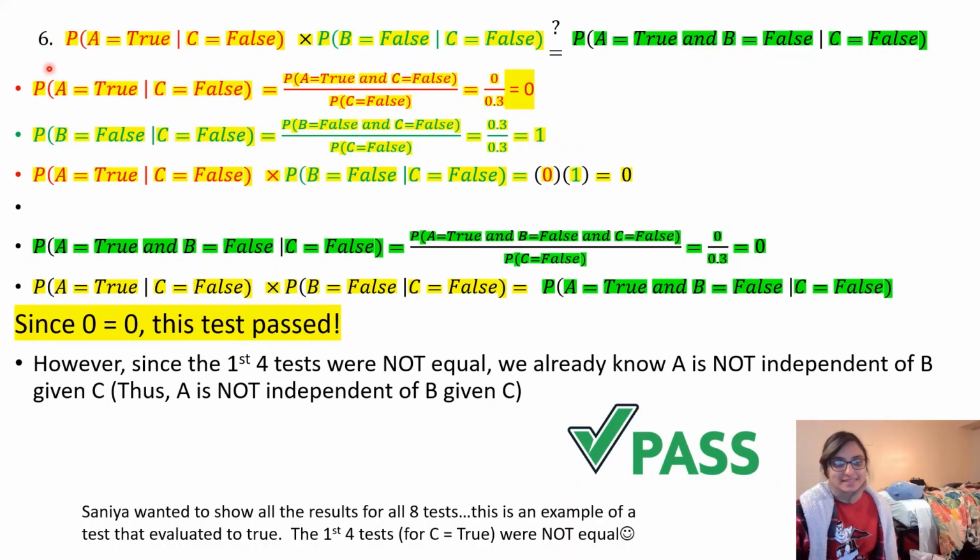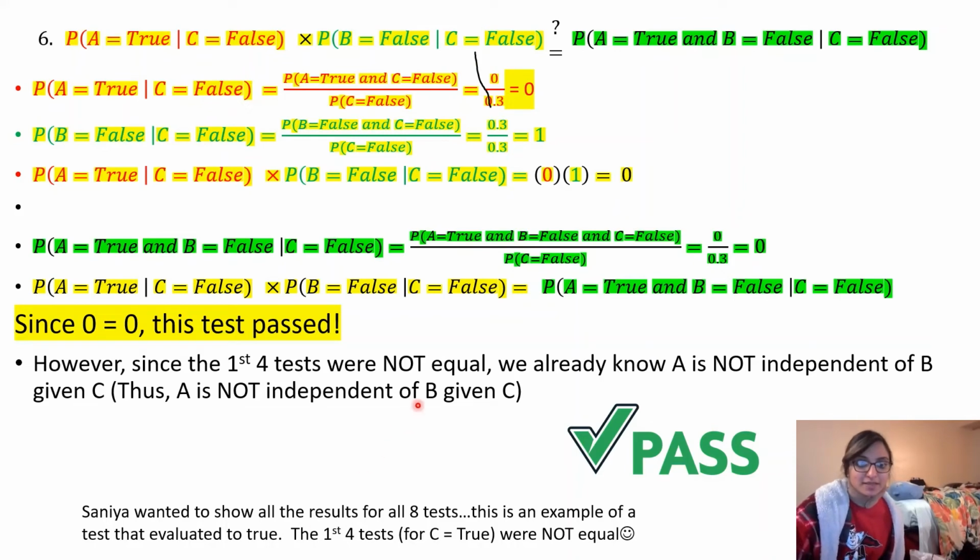And for the 6th test, we are looking at the probability A is true given C is false times the probability B is false given C is false, and seeing if that's equal to the probability that A is true and B is false, given that C is false. To evaluate this again, we look at the probability A is true given C is false. That's the probability A is true and C is false over the probability that C is false, which is 0 over 0.3, which is 0. This just crosses out to being 0.